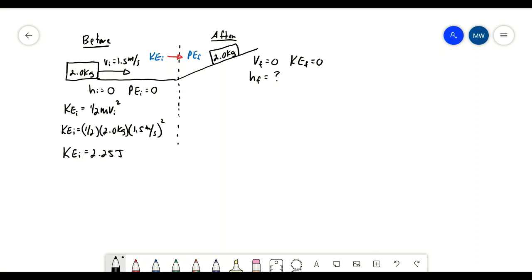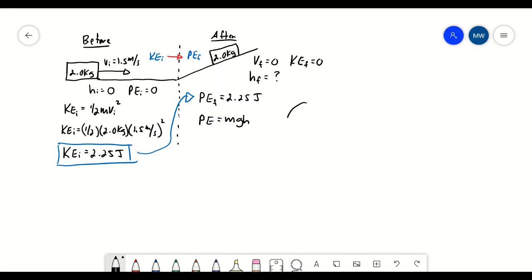So if we started with this amount of energy, and energy is always conserved, then we would end with the same amount of energy over here. But now it's not kinetic energy, we've changed it into gravitational potential energy because we increased our height. So that means our final potential energy has to be the same, 2.25 joules. And since I want to find height, I can use my equation for potential energy. It equals mgh.